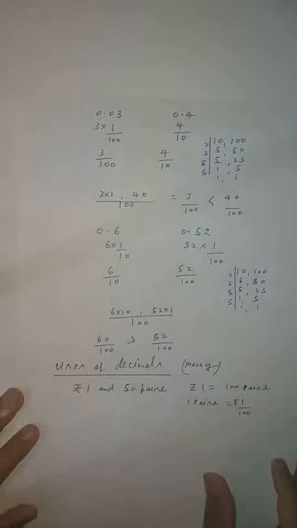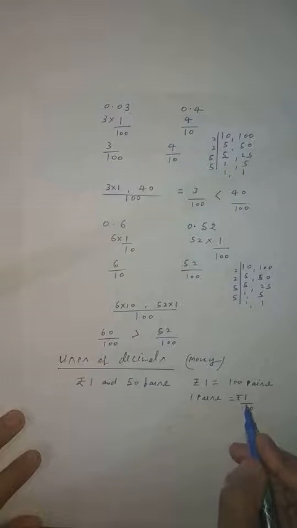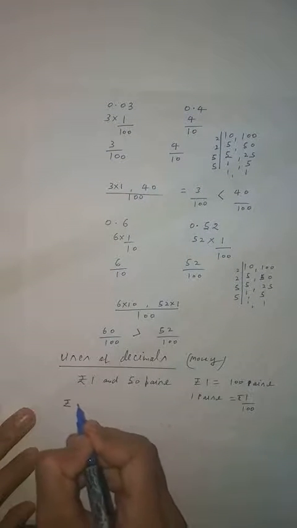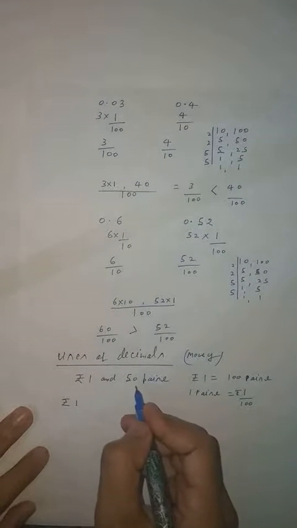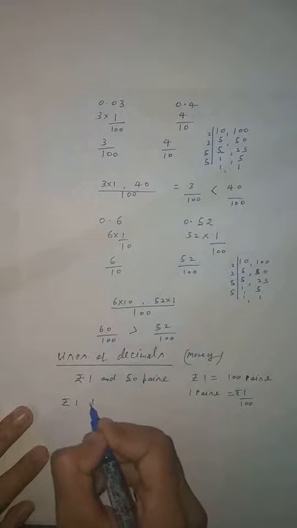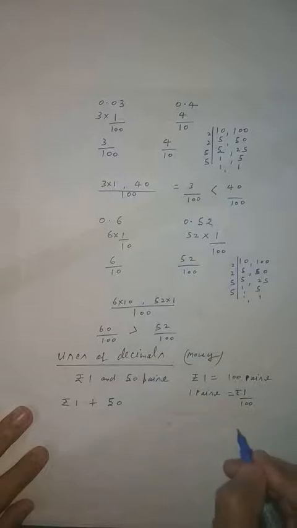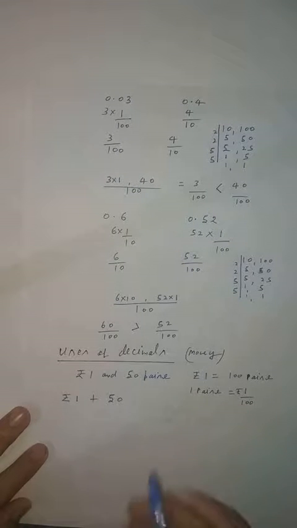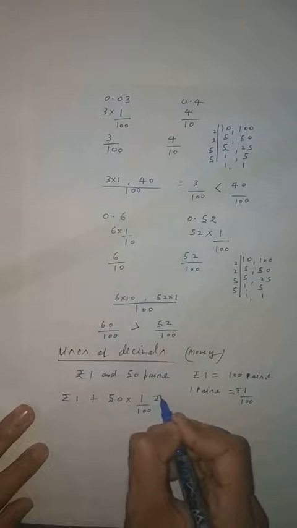Means if you have to convert the paise into rupees, what you will do? You will multiply by 1 upon 100 rupees. Clear, student? Now see here 1 rupees is given, so you will write down the same. There will be no change in rupees because you have to convert rupees into rupees, and 50 paise is given, student. You will do plus because you have to add all the numbers. 50 paise, so 50 you will write down the same. Now 1 paise equal to 1 upon 100 rupees, so we will multiply by 1 upon 100 rupees. Clear, student?